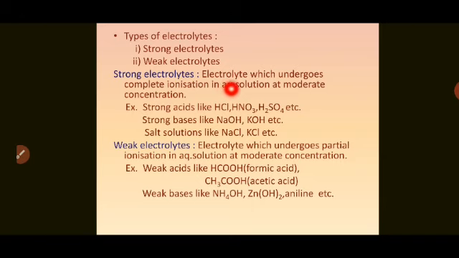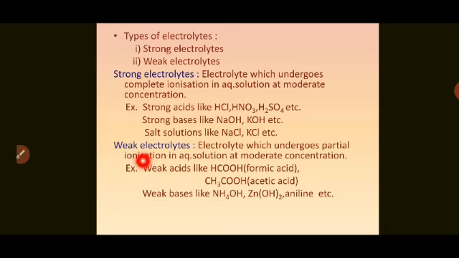What are strong electrolytes? The electrolyte which undergoes complete ionization in aqueous solution at a moderate concentration, meaning at regular concentration. If it undergoes complete ionization, then it is called a strong electrolyte. For example, strong acids like HCl, HNO3, H2SO4, etc. Strong bases or alkalis like NaOH, KOH, etc. Salt solutions like NaCl, KCl, etc. So these are all called strong electrolytes, which get completely ionized.